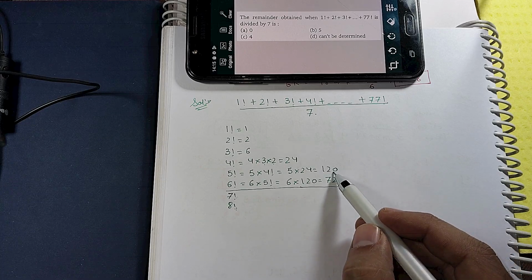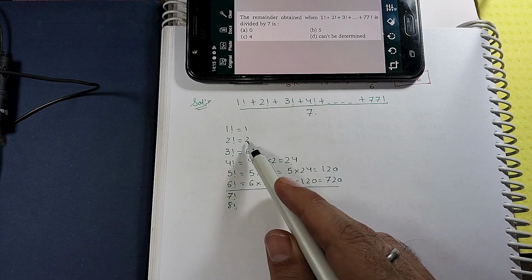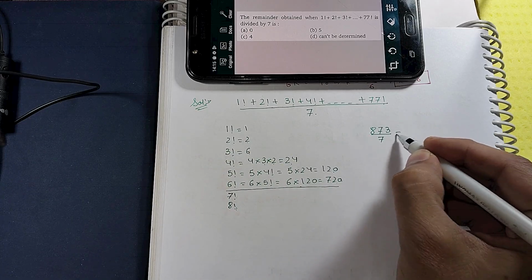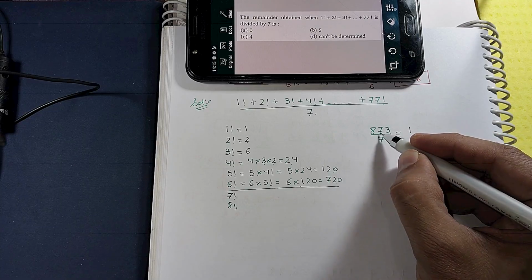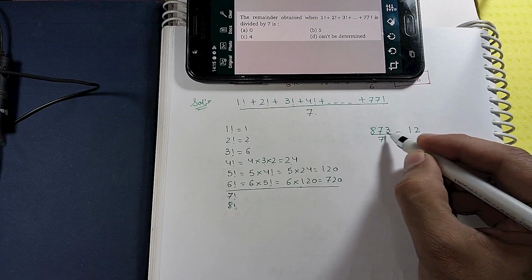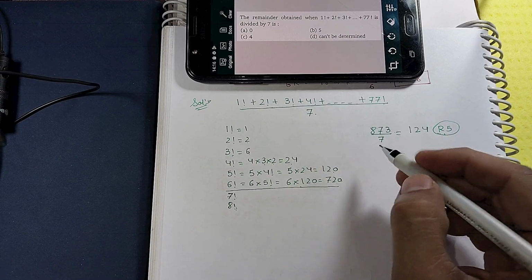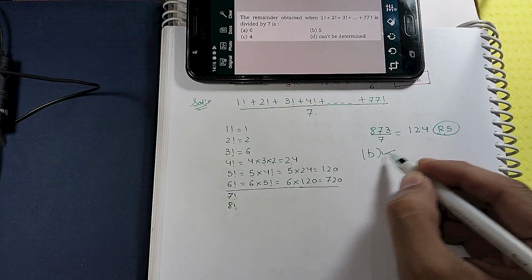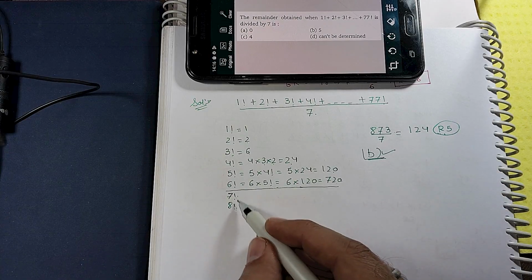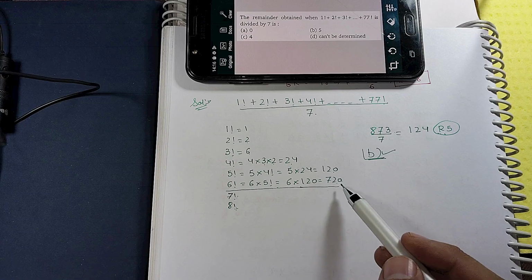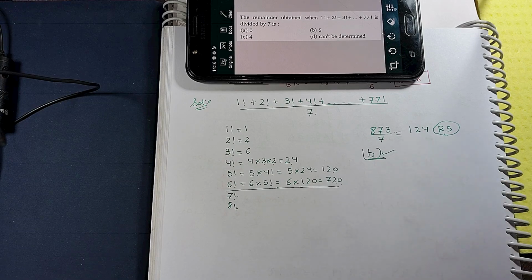So this is 840, 864, 870, 872 and 873. So we need to find 873 divided by 7. So this gives 1 remainder 1, 14, 2, 33, 4, 28. So the remainder is 5. So for this whole expression the remainder will be 5 and the right option will be B, because beyond 6 factorial every factorial will contain at least one 7 and will be completely divisible by 7. So we add up to 6 factorial and we get the remainder as 5. So the right option is option B.